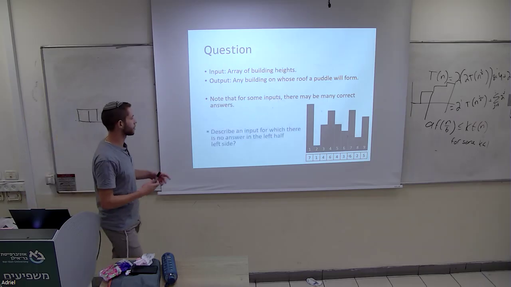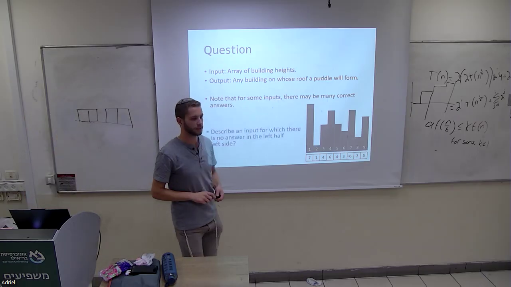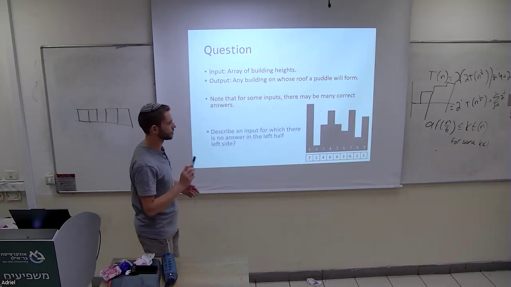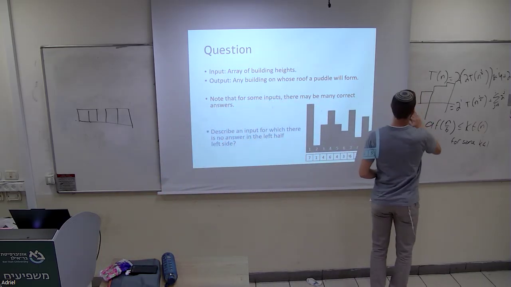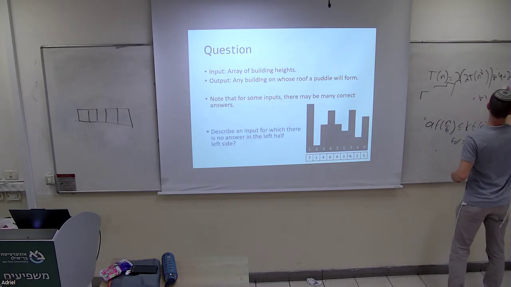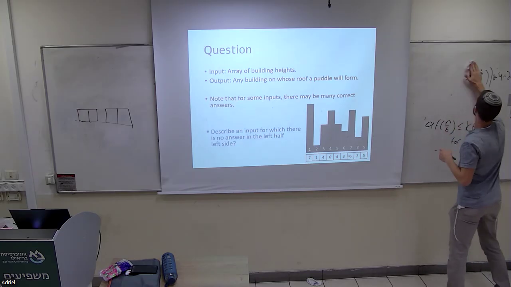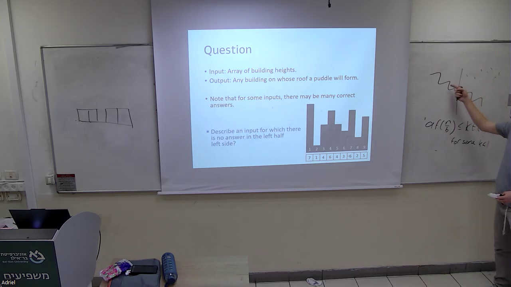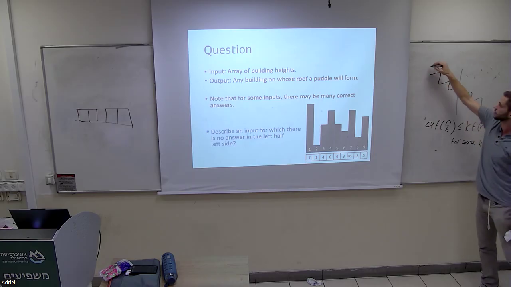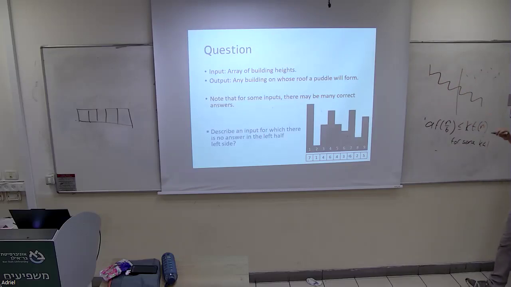Okay, describe an input for which there is no answer in the left half. Sure. Monotonically decreasing, yeah, exactly. Then we know that on the left half there's no solution, there's no place that we can get a puddle, because even though this one is far on the other side, there's no one that has both of the buildings around it. But we're guaranteed that there's an answer on this side.